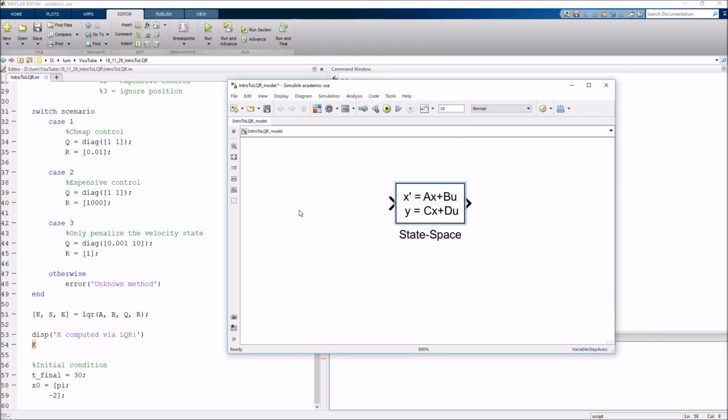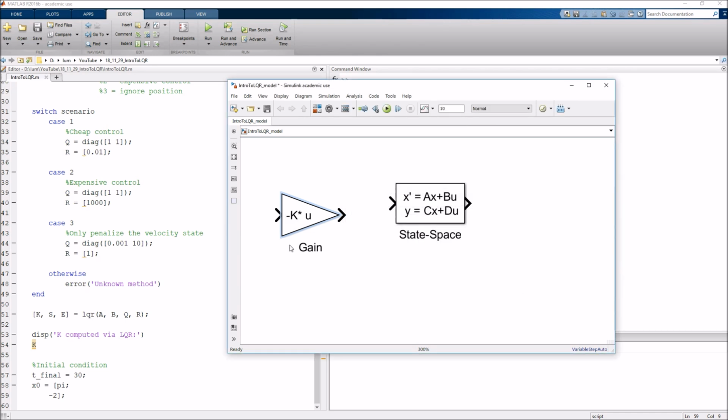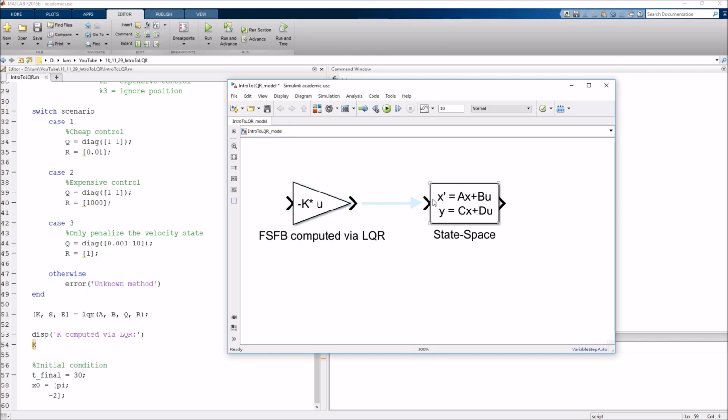Hit OK, and now the controller, in this case, it's just a full state feedback controller, so it's really a simple gain here of magnitude minus K, and I just need to change the multiplication from being element-wise to being a matrix multiply, and we basically have now, maybe a better name for this instead of just gain here, is this is our full state feedback controller computed via LQR, right? So this is my LQR controller effectively, right? So let's just hook everything up. Come on, connect. There we go. Connect this up together. And we basically have our simulation ready to go.